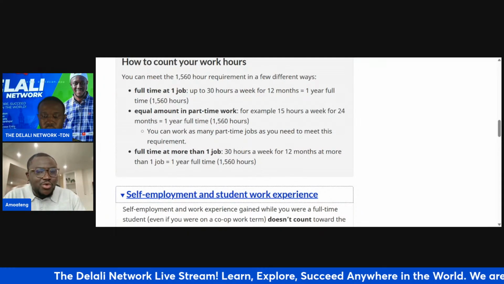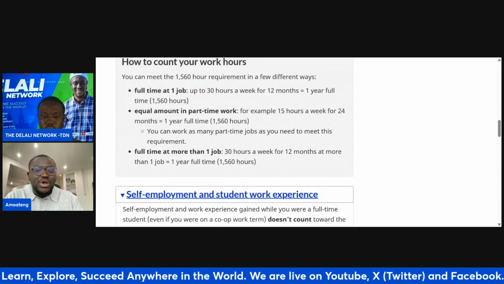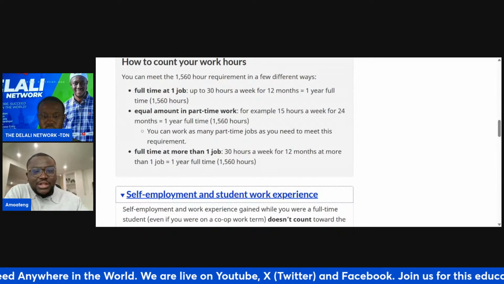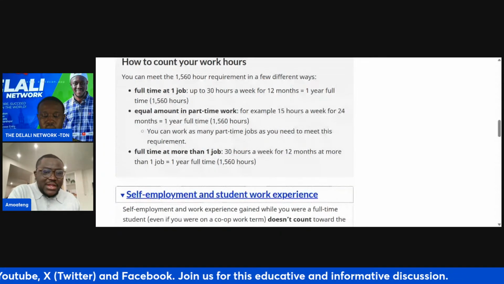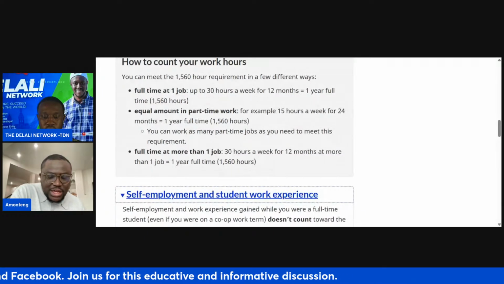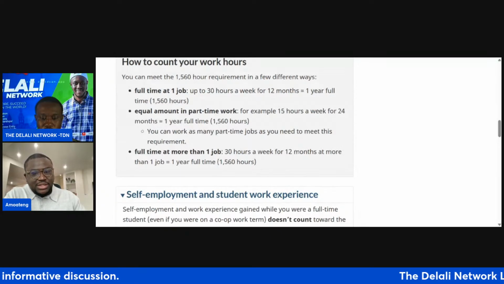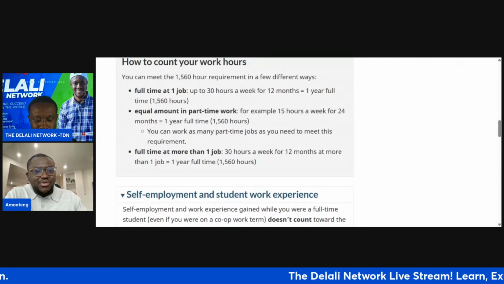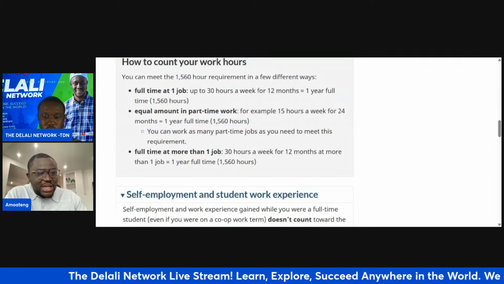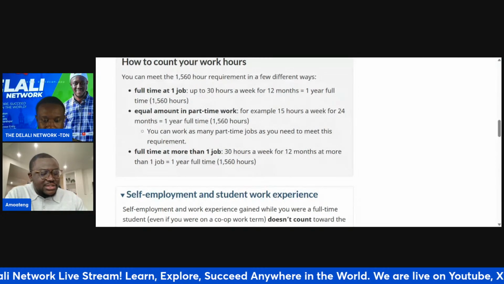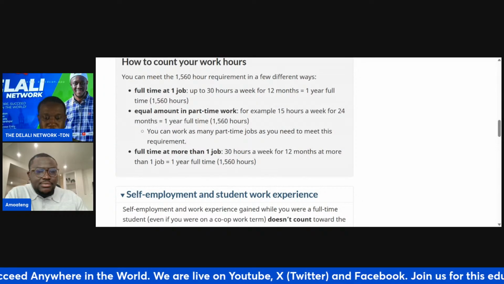And then there are some people who may be doing part time. If you look at the second point, they're saying, for example, 15 hours a week for 24 months. If someone is doing 15 hours a week for 24 months, it will accumulate to 1 year. You can do that calculation because if you are doing 15 hours a week, we know that every 1 year is 52 weeks, so that would be 15 times 104. And what do we get? 15 times 104 is 1,560.